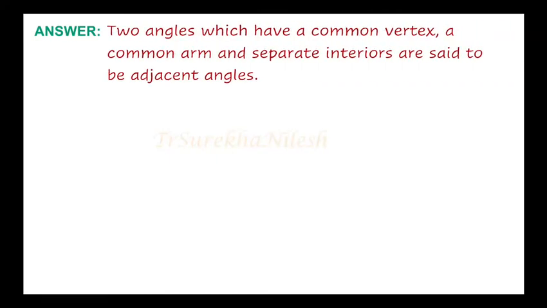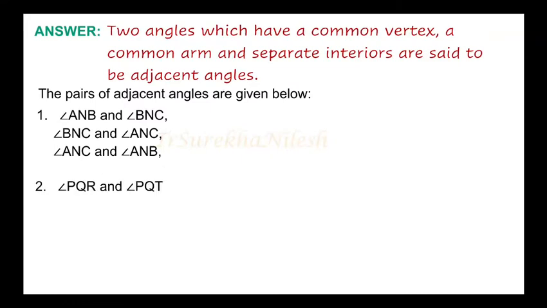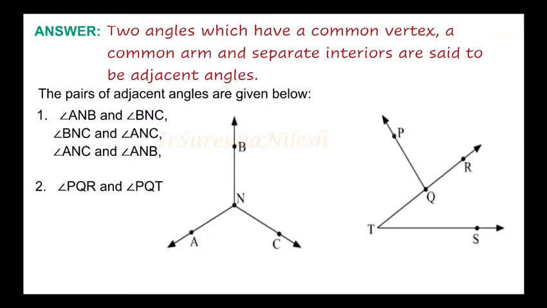Answer. Two angles which have a common vertex, a common arm and separate interiors are said to be adjacent angles. The pairs of adjacent angles are angle ANB and angle BNC, angle BNC and angle ANC, angle ANC and angle ANB. And from the second figure, it is angle PQR and angle PQT.